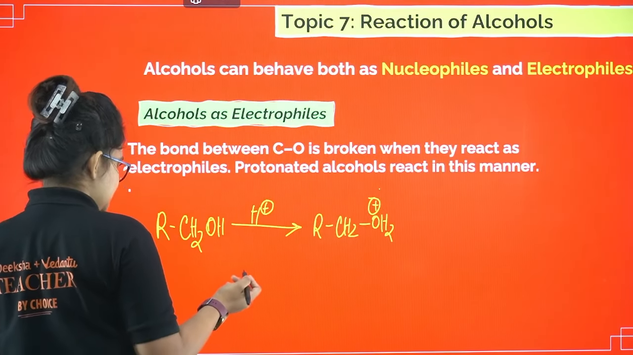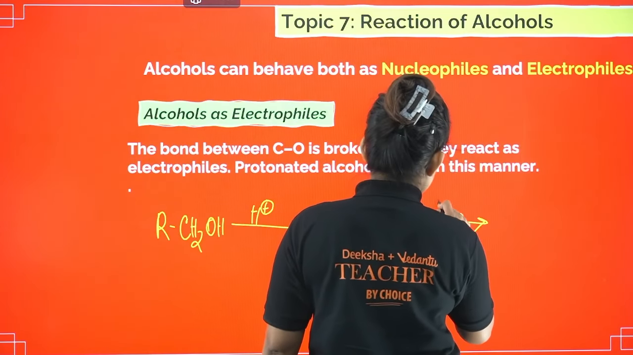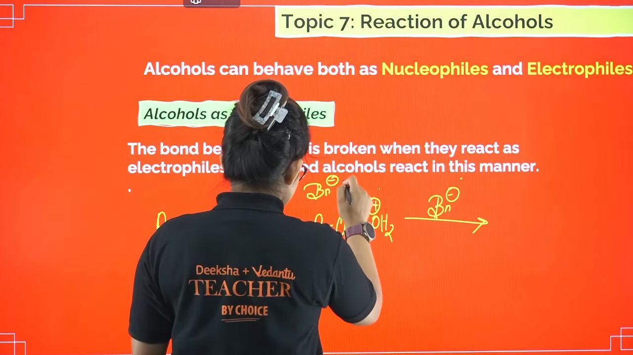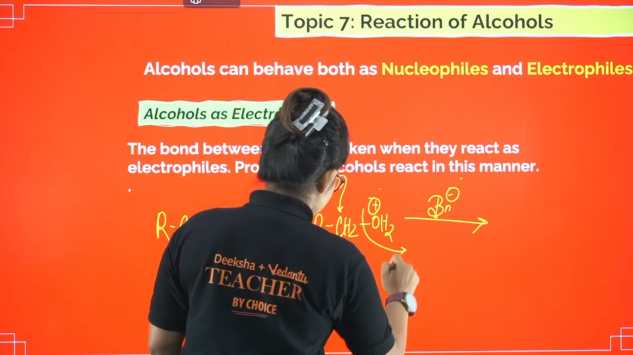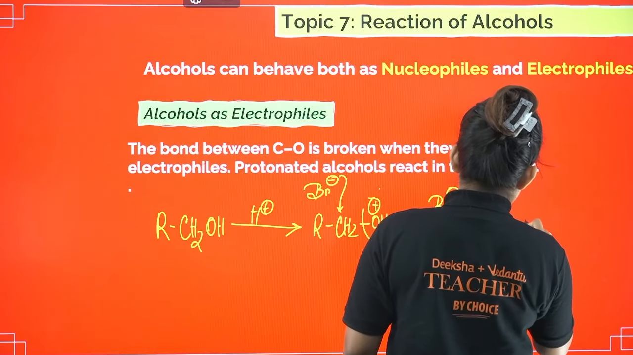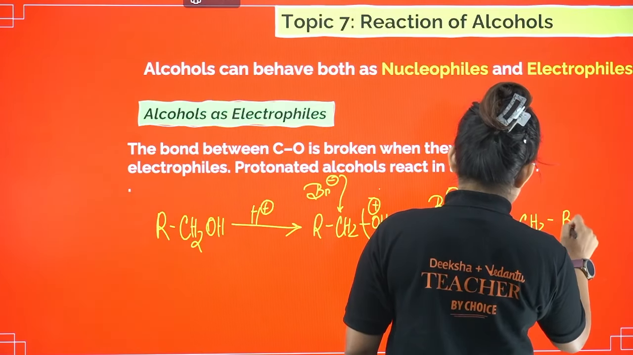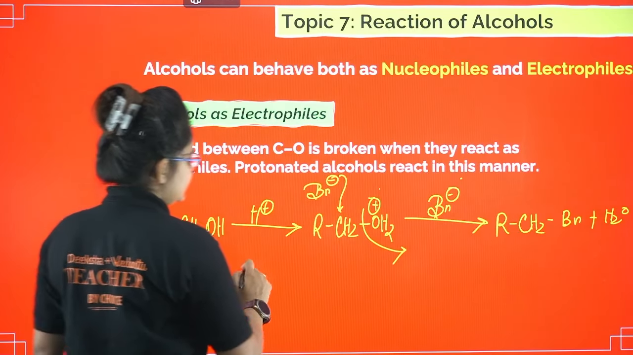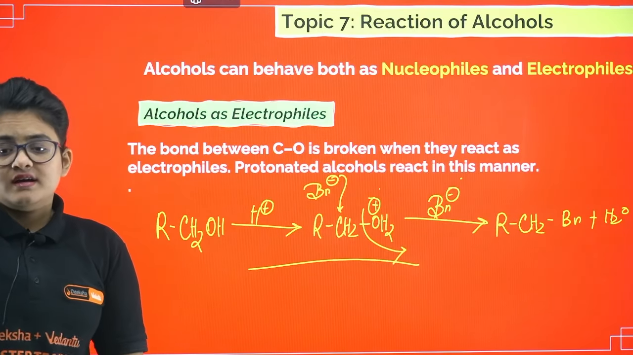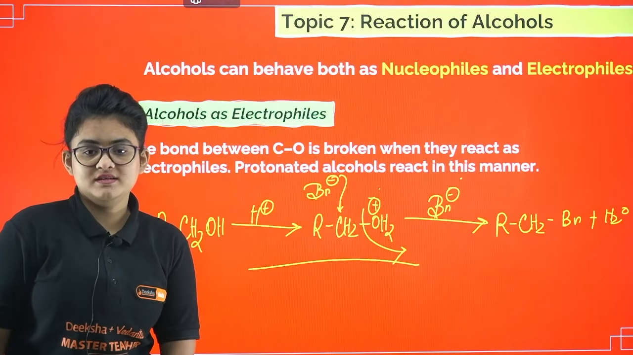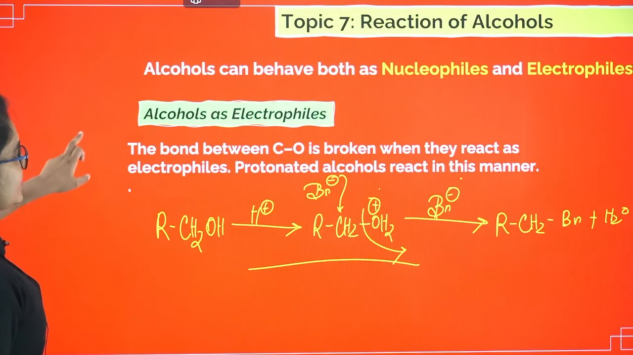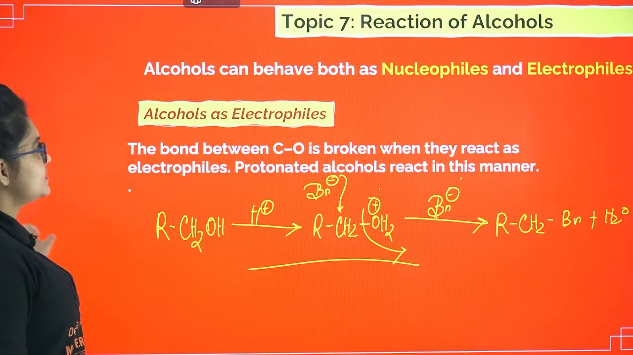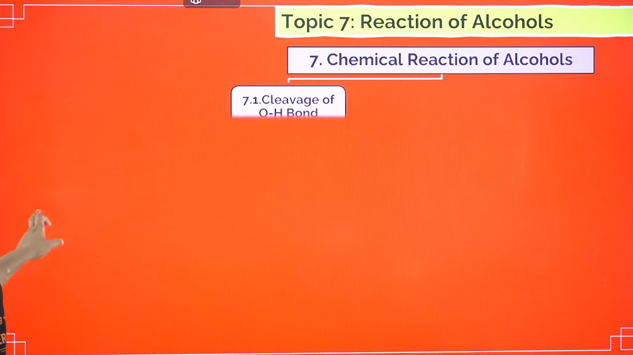So now what will happen? Let's treat it with Br minus. Br minus will attack on this carbon and this will leave the system. As a result, you will get RCH2Br plus H2O. In this particular step, OH2 plus is working as an electrophile. I guess this is clear to you. Let's proceed. So protonated alcohol is the electrophilic version of it.